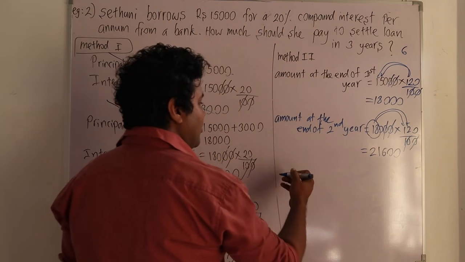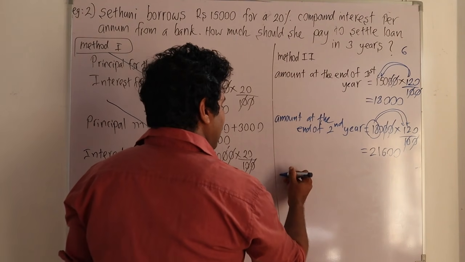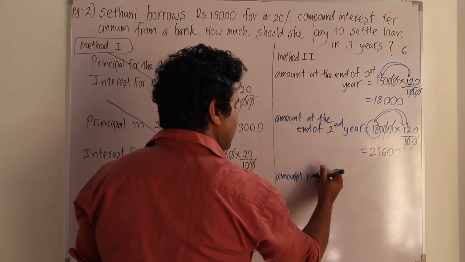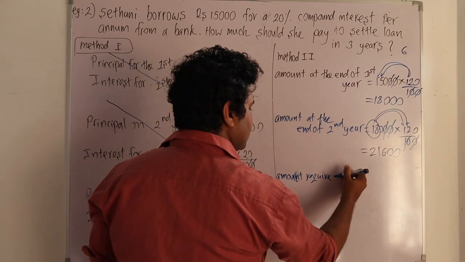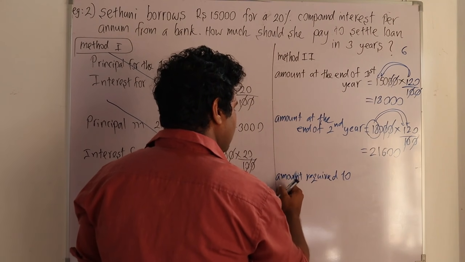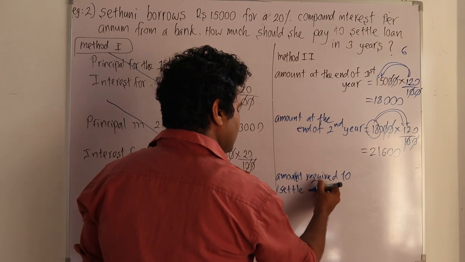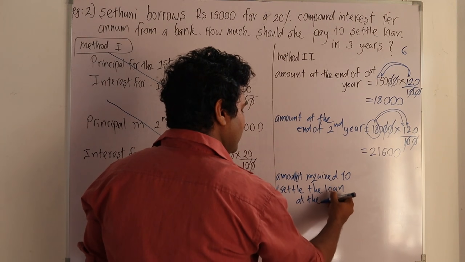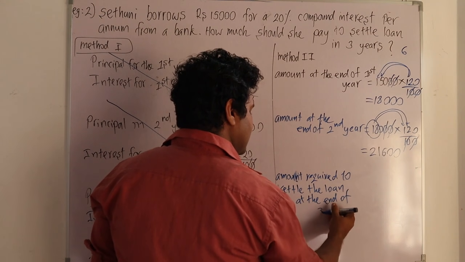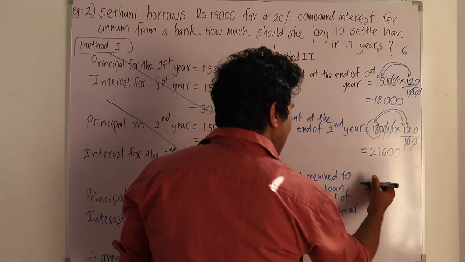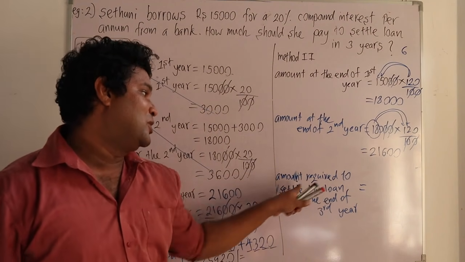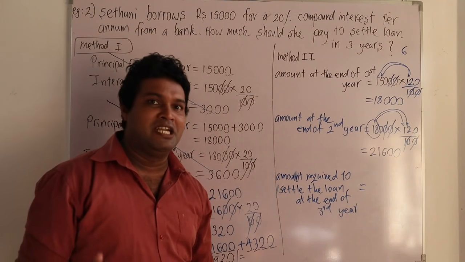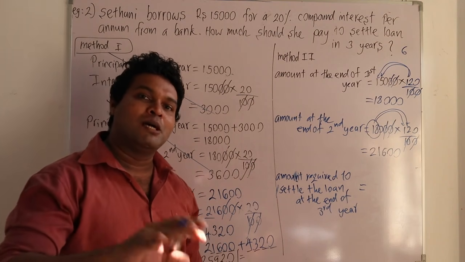Okay. Now we are going to finish the question. Right? Now we write amount required. Amount required to pay, to settle the loan at the end of 3rd year. I additionally wrote that amount required to settle the loan, or without writing this, of course, we can use amount at the end of the 3rd year. It doesn't matter. As you suppose, how you suppose, it's up to you.